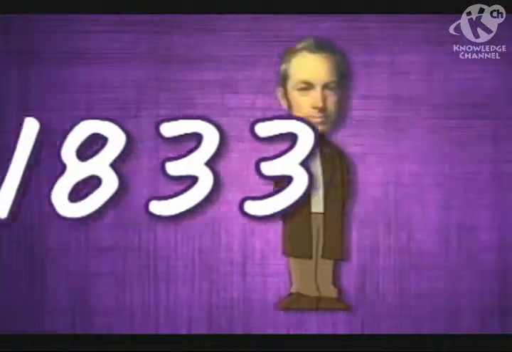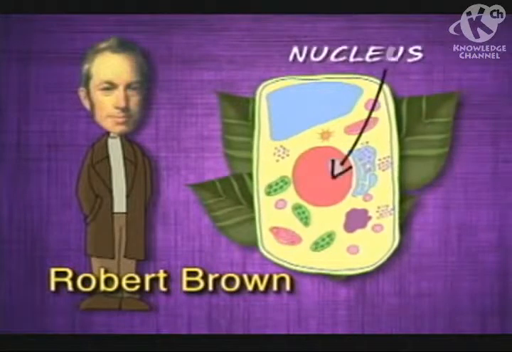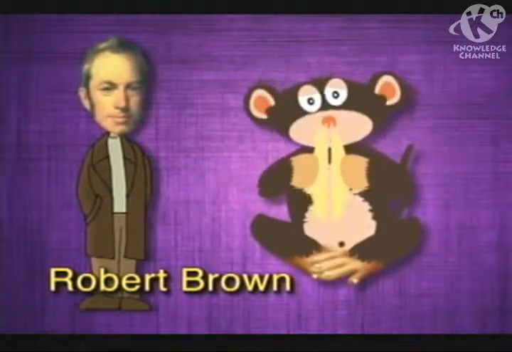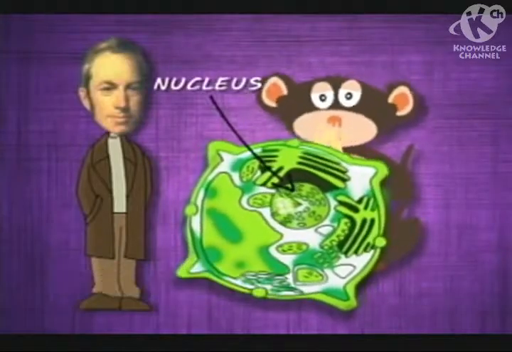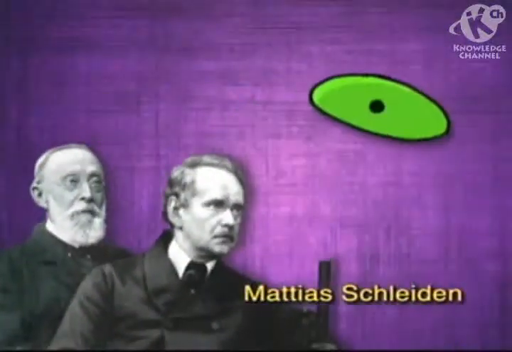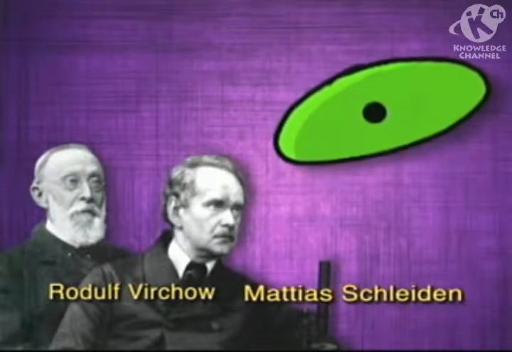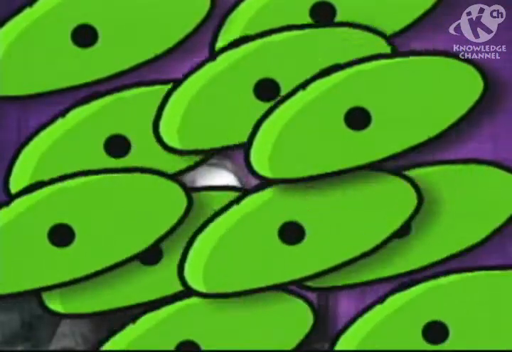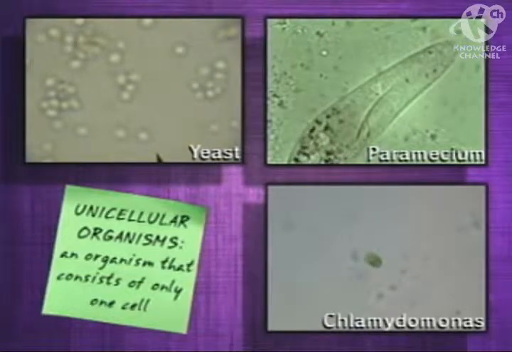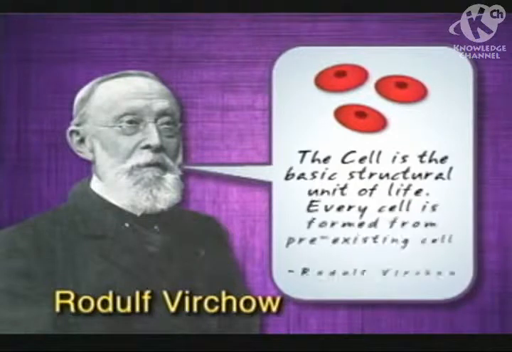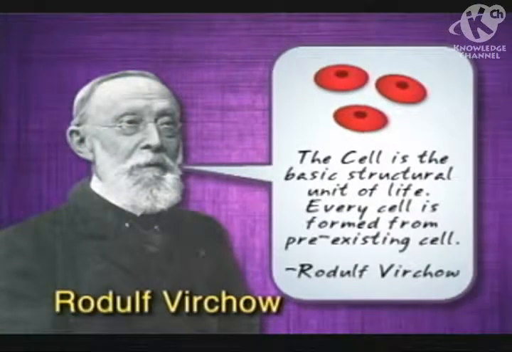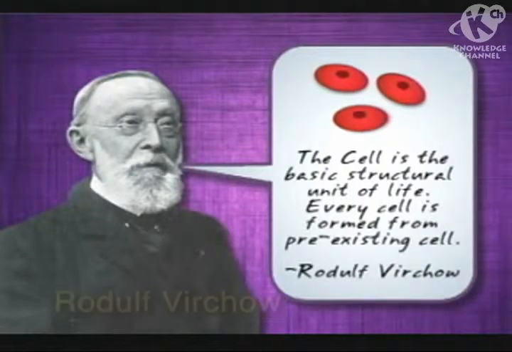In 1833, Robert Brown discovered the nucleus in plant cells, which were later also observed in animal cells. As the microscope became more powerful, scientists Matthias Schleiden and Rudolf Virchow were able to see structures inside the cells. They also observed that cells would grow larger and divide into smaller but still living cells. Furthermore, they noted that some organisms are unicellular, while others are multicellular. Rudolf Virchow also concluded that the cell is the basic structural unit of life and that every cell is formed from pre-existing cells.